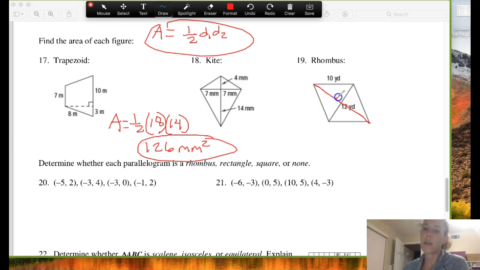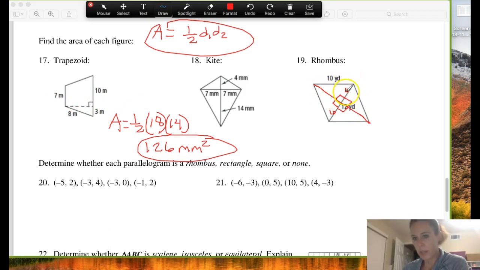Diagonals meet at right angles. So you make a bunch of right triangles here. All of these are going to be right angles. The diagonals bisect each other. So if this whole thing is 12, this will be 6, and this will be 6. So what you have right here, you can use the Pythagorean theorem again like you used before. You've got a triangle here.